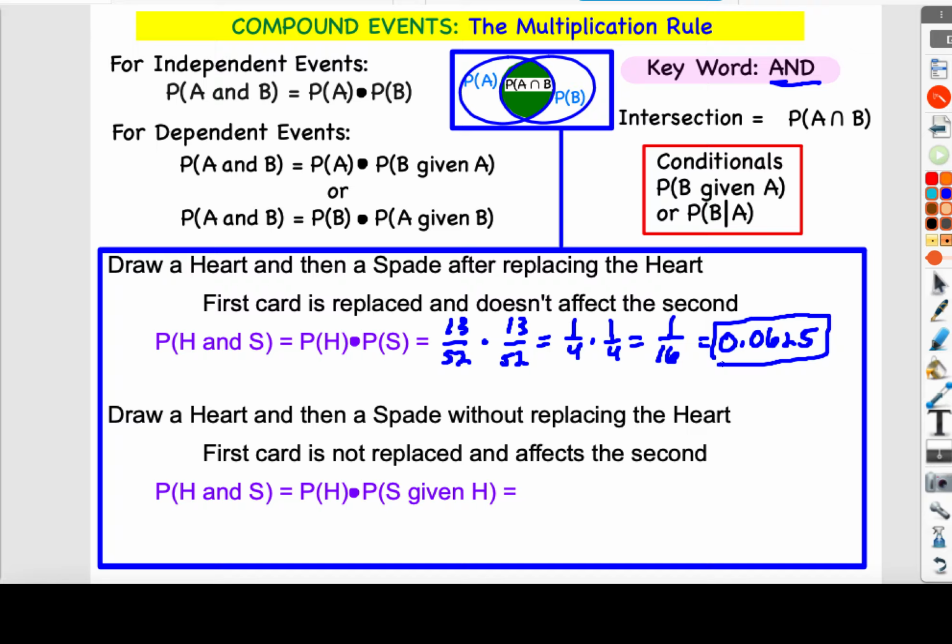Now, that means those two events were independent. When we put that heart back after drawing it, now it's a full deck again, and the fact that we drew a heart in no way affects whether or not the next card we draw is going to be a heart or a spade.